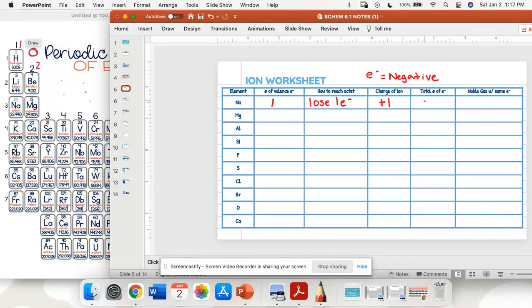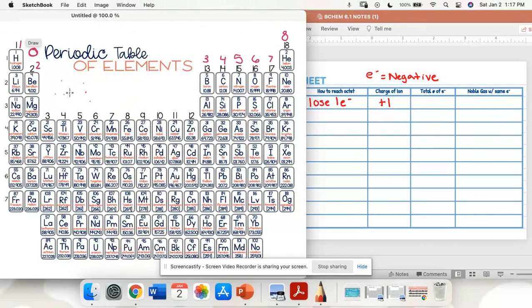So the total number of electrons is, we have to look back at sodium. So yes, sodium has 1 valence electron. In total, it has 10 electrons, there's just 1 on the outer ring, or 11 electrons. There's just 1 on the outer ring.